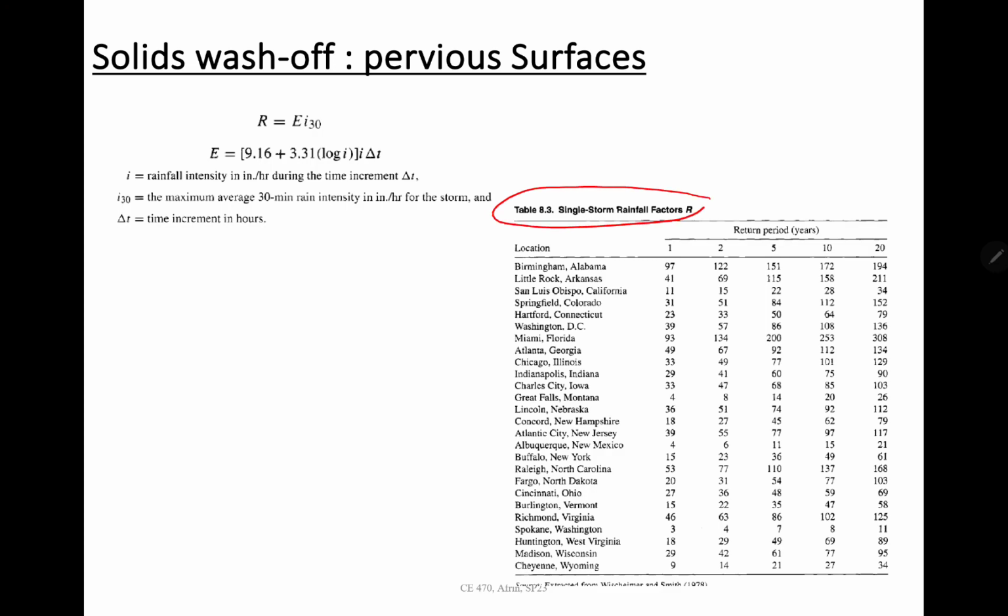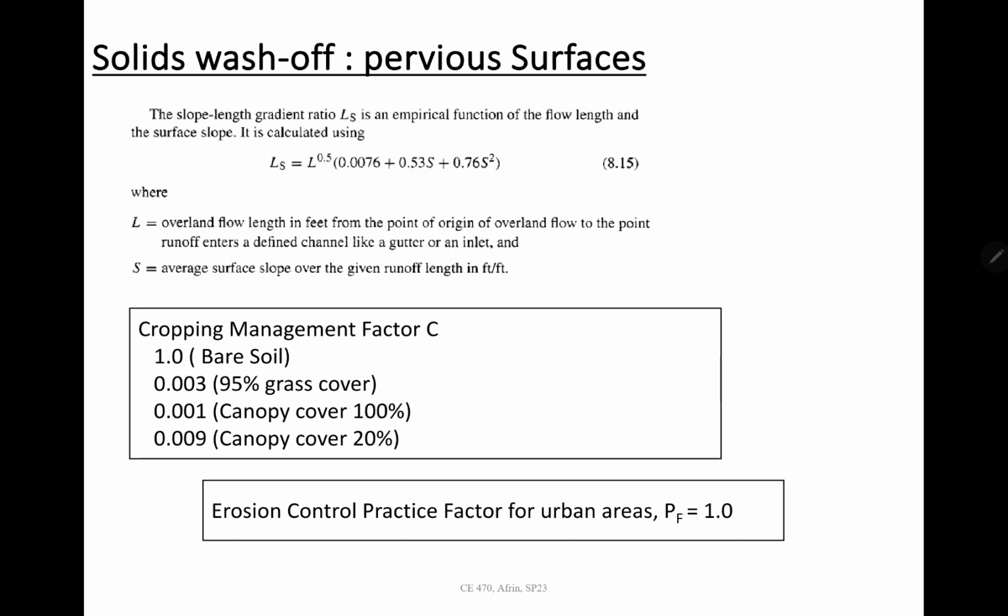We discussed R, based on return period and location, what that will be. So this one is for when you know the location, but if we don't know the location, this will be the one. We can use this kind of empirical one, and if we know the location, we can directly use the table.